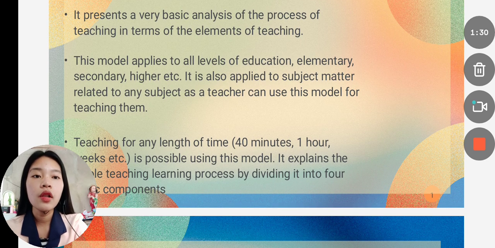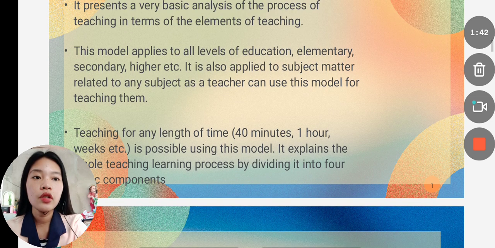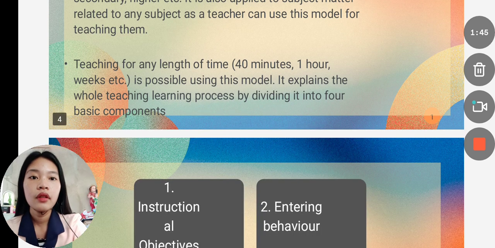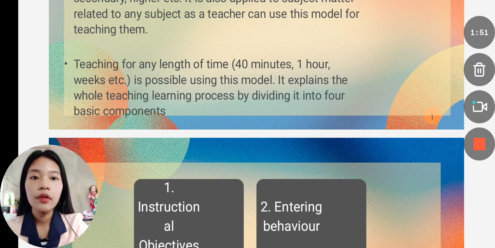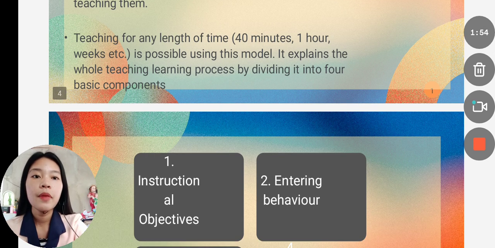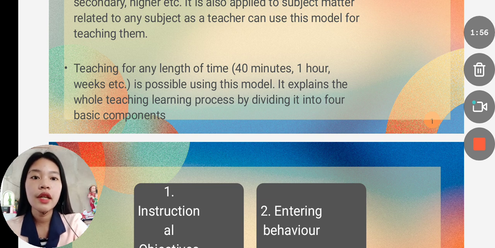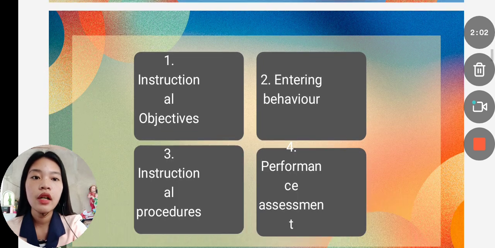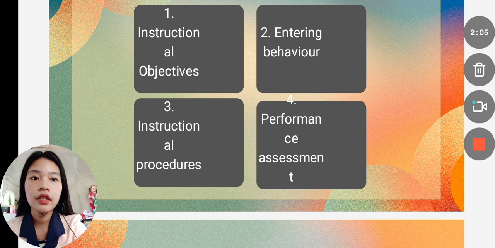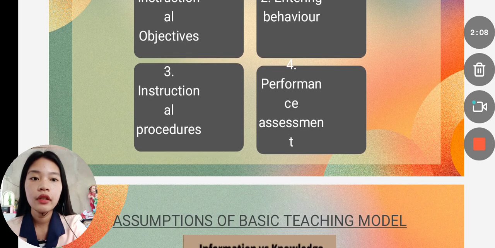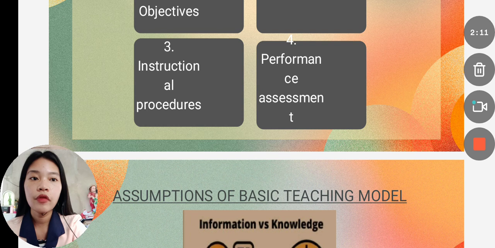This model applies to all levels of education, elementary, secondary, higher, etc. It is also applied to subject matter related to any subject, as a teacher can use this model for teaching them. Teaching for any length of time, 40 minutes, 1 hour, weeks, etc., is possible using this model. It explains the whole teaching-learning process by dividing it into 4 basic components. They are instructional objectives, entering behavior, instructional procedures, and performance assessment.